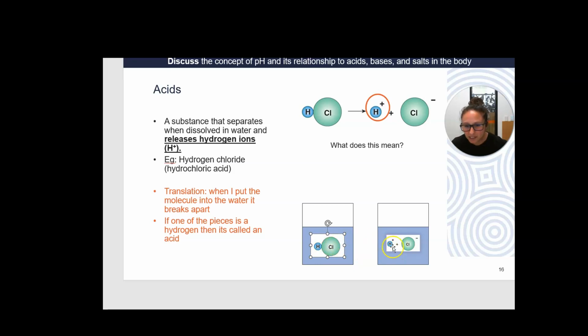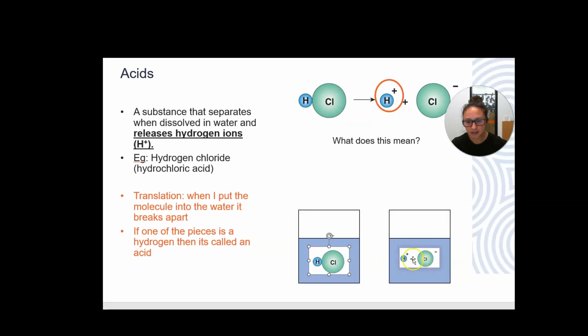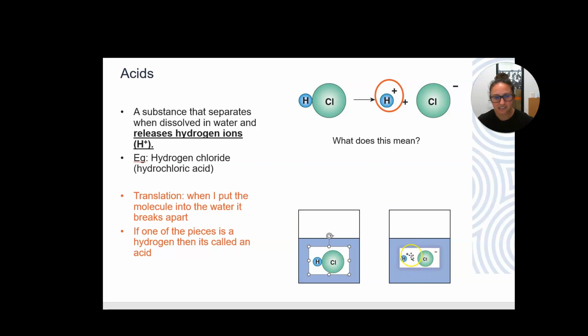Now let's have a look at the pieces. Can you see here that when I've broken it apart, the pieces are hydrogen and chloride? So this molecule, when I added in the water, broke apart into 2 pieces. When one of those pieces is a hydrogen, that makes that molecule an acid.